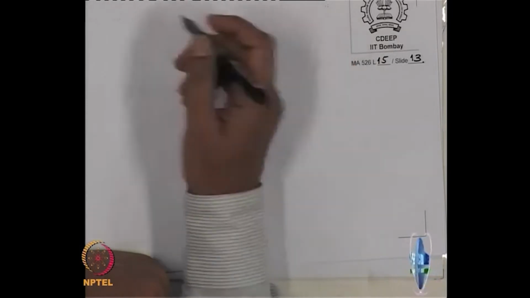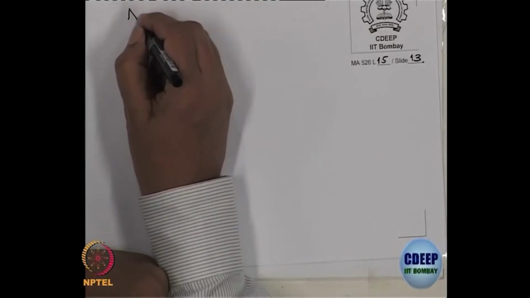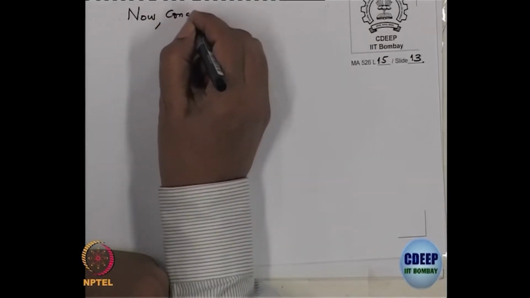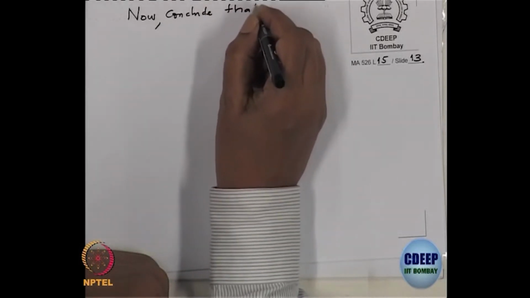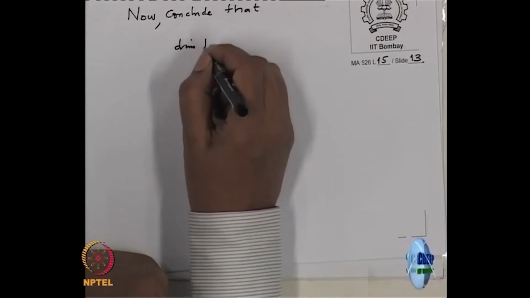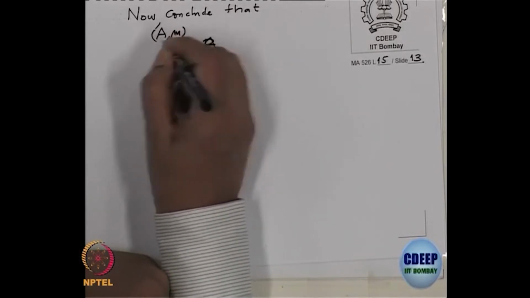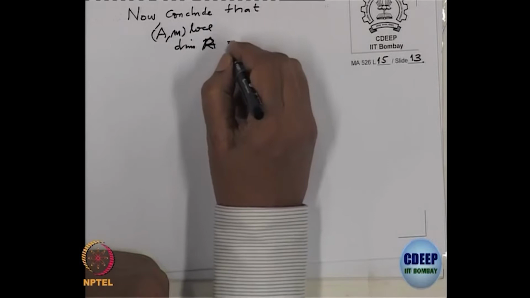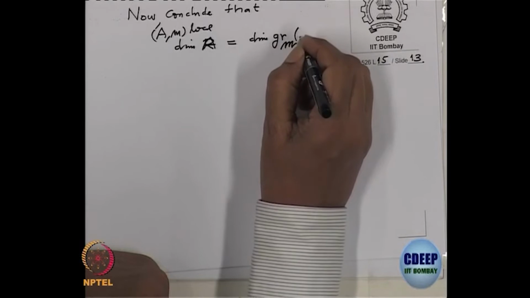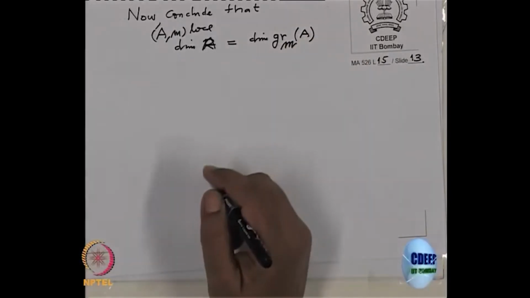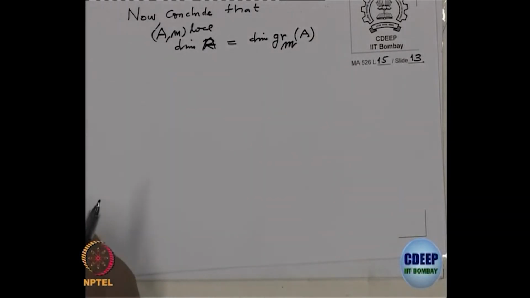So, now I will just leave it for you to tie it up. So, now conclude; little checking is needed, but that I will leave it to you. Conclude that the dimension of A, when A is local with maximal ideal m, then the dimension of A and the dimension of gr_m A, they are the same. Okay. Now, that proves one of the things.